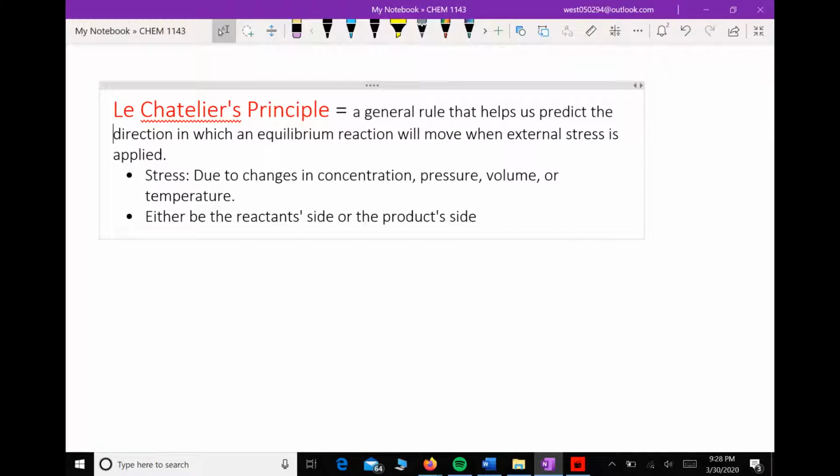LeChatelier's Principle is a general rule that helps us predict the direction in which an equilibrium reaction will move when external stress is applied to that reaction or system. Either the equilibrium will shift to the reactant side or to the product side, to the left or to the right. These stresses can be changes in concentration, pressure, volume, or temperature.